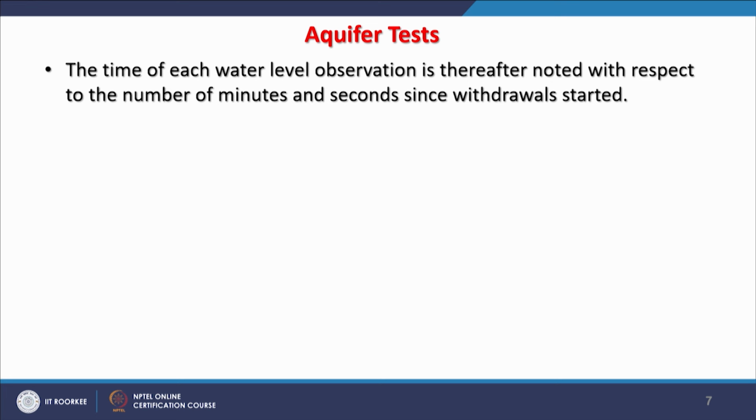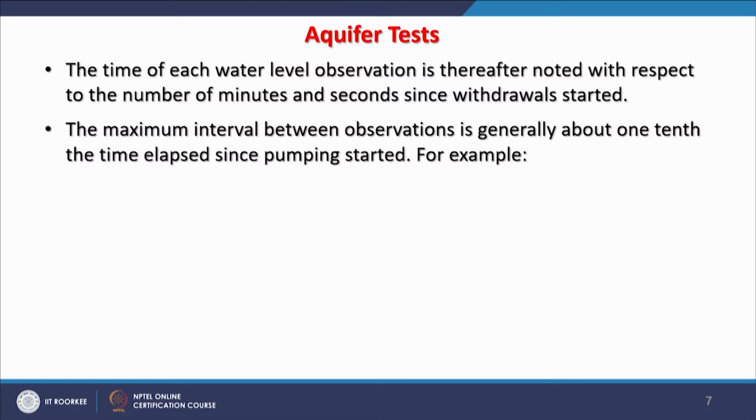So, after these five commonly collected pieces of information, now we require the time of each water level observation, which is thereafter noted in an aquifer test with respect to the number of minutes and seconds since withdrawal started. So, there will be a complete time log of water level situations, not only in that well but also in the surroundings. At the same time, these water levels are noted.